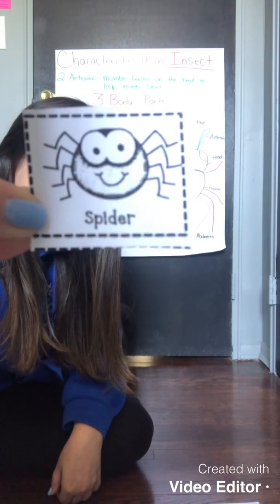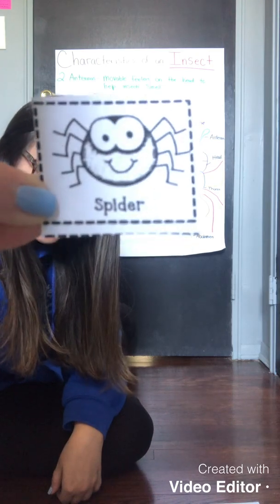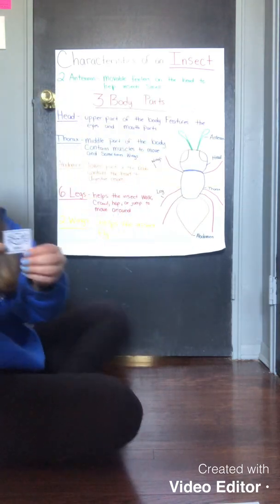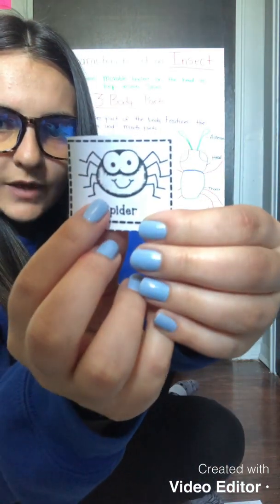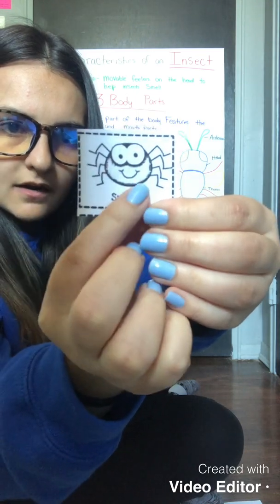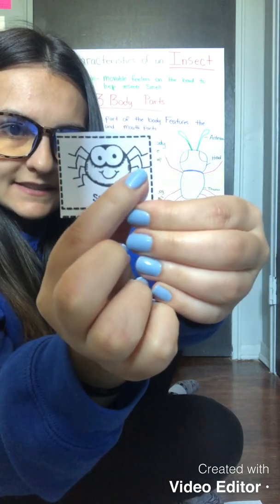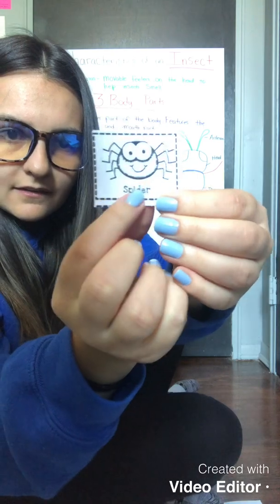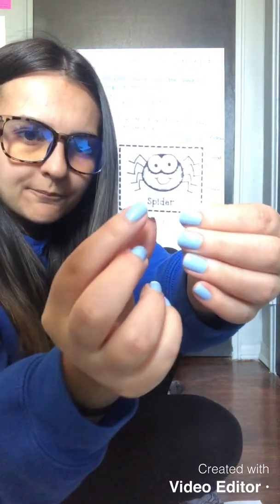Maybe look at the legs. Let's count those. Let me get a little closer so I can point to them. Can you see? So I see 1, 2, 3, 4, 5, 6, 7, 8. Let me count that again. Maybe I did it wrong.